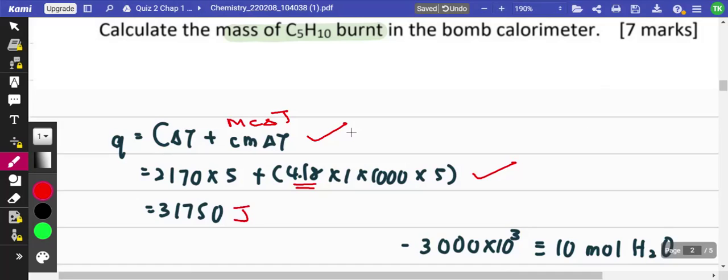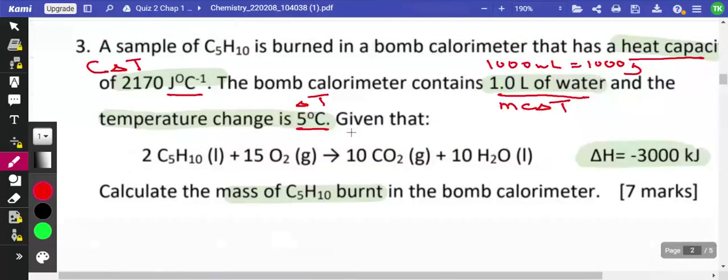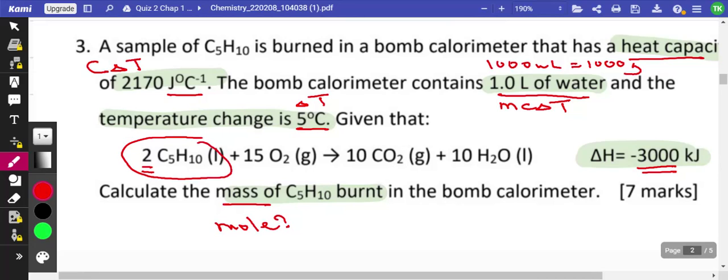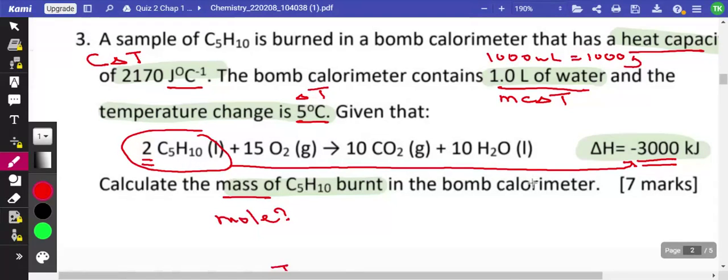Now we have solved heat release, but how to find the mass? So we need to find number of mole. How do we get number of mole? Let's look at here. This is a combustion reaction, because we know it reacts with oxygen and it produces carbon dioxide and water. So combustion of 2 mole of C5H10 will release 3000 kilojoule of heat.